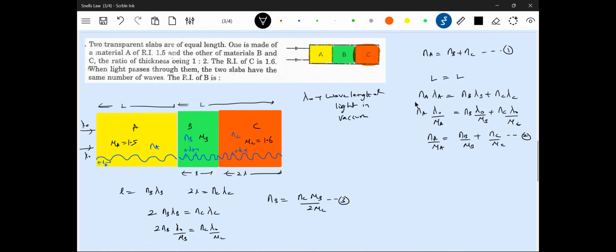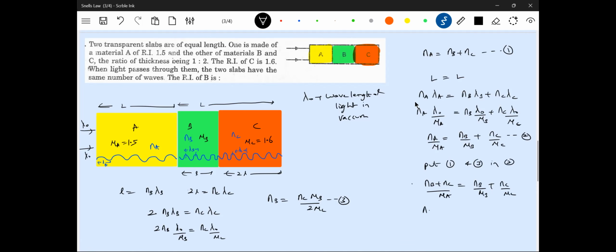Any equations we can write here? I'll substitute equations 2 and 3 in 1. The unknown is mu B. So this NA, shall we write it as NB plus NC here. So put 2 and 3 in 1. We'll do one thing: substitute 1 and 3 in 2. Now what is NA? NB plus NC by mu A equal to NB by mu B plus NC by mu C.